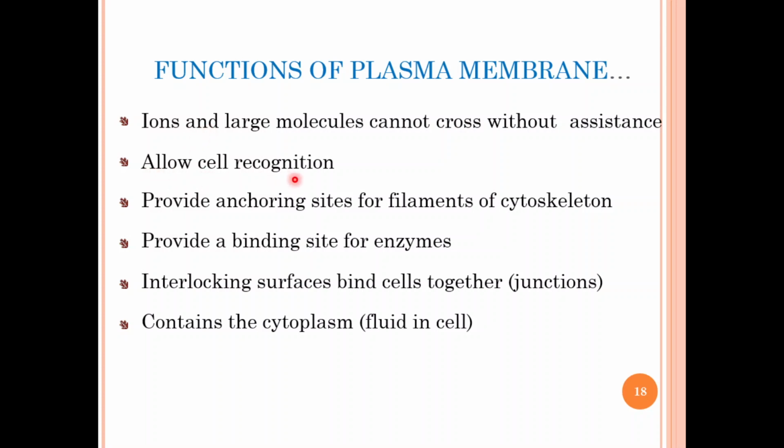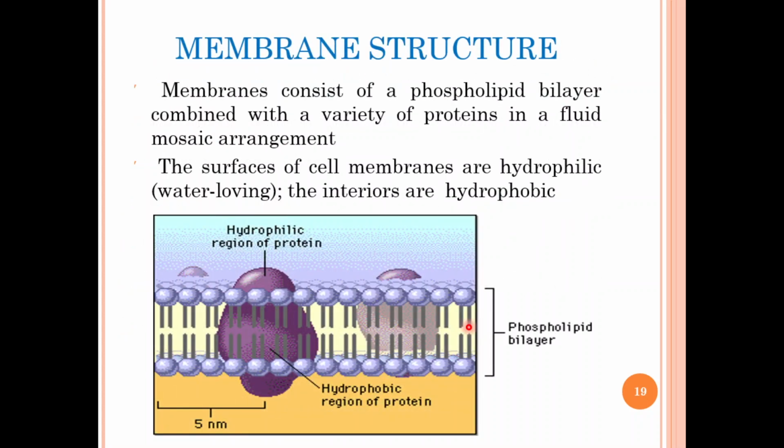Then it allows cell recognition, provides anchoring sites for filaments of the cytoskeleton, and provides a binding site for enzymes. Interlocking surfaces bind cells together, that is a junction. It contains the cytoplasm fluid in the cell. These are the functions of the plasma membrane.